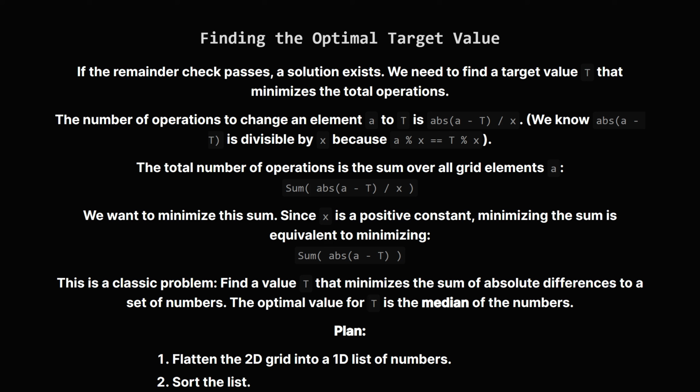Now the problem boils down to, given a set of numbers, all the elements in the grid, find a value t that minimizes the sum of the absolute differences between t and each number in the set. This is a well-known statistical property. The value that minimizes the sum of absolute deviations is the median of the set. So our strategy is clear. First, collect all the numbers from the grid into a single list. Second, sort this list. Third, find the median of the sorted list. This median value will be our optimal target value t. Finally, calculate the total operations by summing abs(a - median) divided by x, for every element a in the original grid.